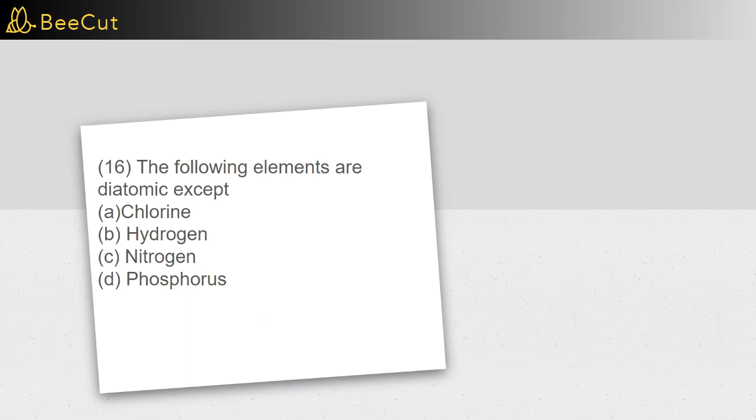The following elements are diatomic except: A, chlorine, B, hydrogen, C, nitrogen, D, phosphorus. The correct answer is phosphorus. All gases occur as diatomic molecules, but phosphorus is not a gas. That shows it's not occurring as a diatomic element.